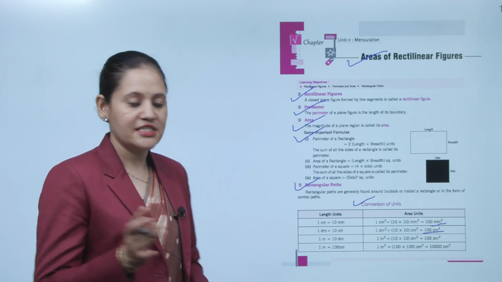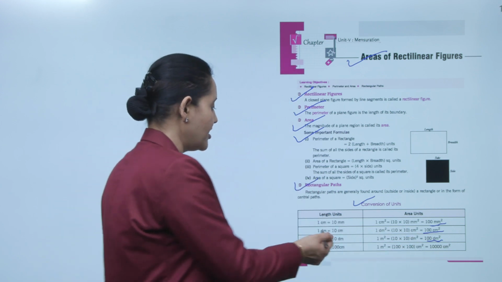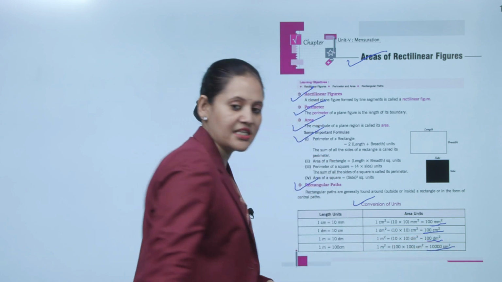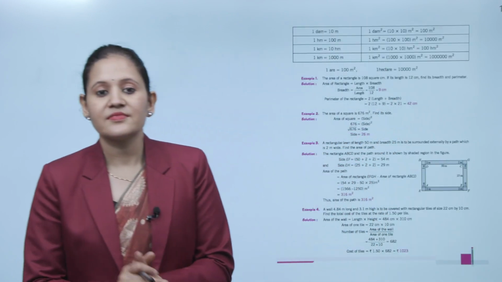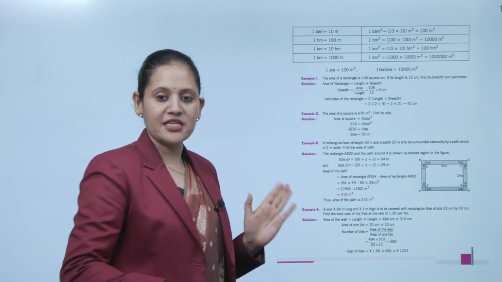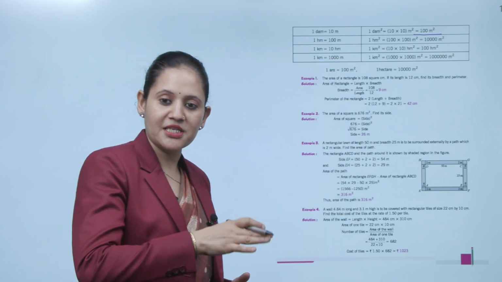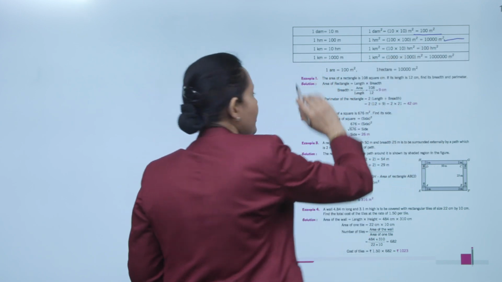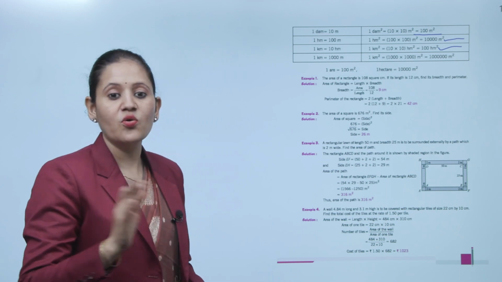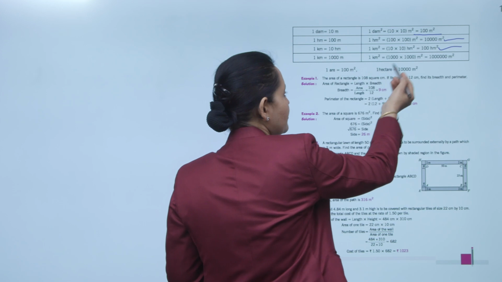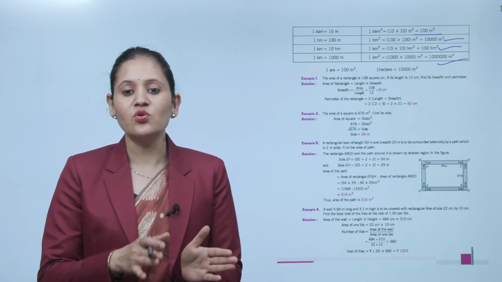Clear? 1 meter equals 10 decimeter, 1 meter square equals 100 decimeter square. 1 meter equals 100 centimeter, 1 meter square equals 10,000 centimeter square, 100 into 100, because meter square we have to convert into centimeter square. Next, 1 decameter equals 10 meter, so decameter square to meter square, that equals 100 meter square. 1 hectometer equals 100 meter, 1 hectometer square equals 10,000 meter square. 1 kilometer equals 10 hectometer, so 1 kilometer square equals 100 hectometer square. 1 kilometer equals 1,000 meter, so 1 kilometer square equals 1,000,000 meter square. Clear? 1 are equals 100 meter square. 1 hectare equals 10,000 meter square.